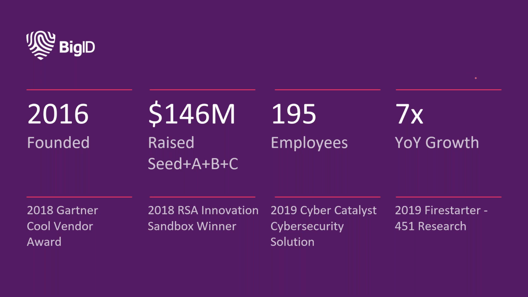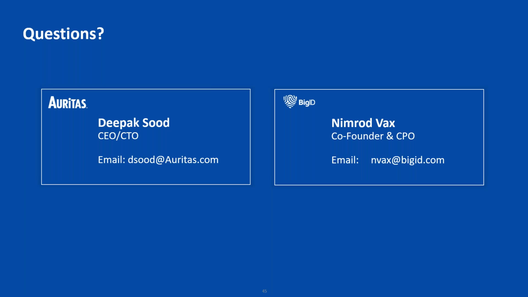It looks like we do have a few questions here from the Q&A, so I'll briefly go through those, and we'll try to go through as many as we have here. So the first question, it looks like it will be for you, Nimrod, and it says, to which systems can Big ID connect to? So I'll pass that on over to you.